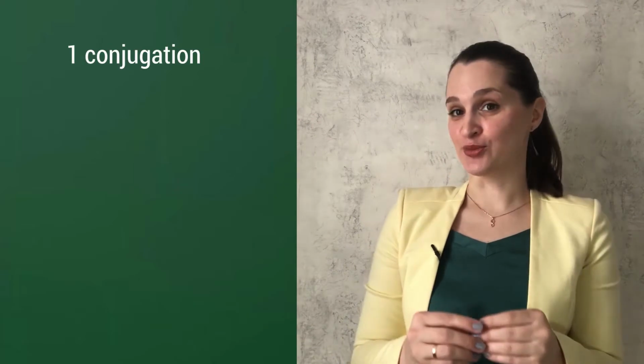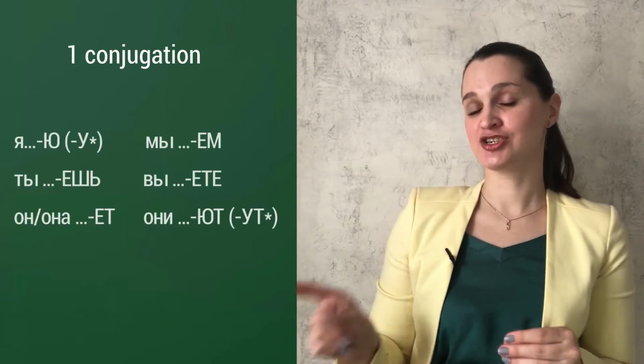And let's start. There are two groups of verb conjugation in the Russian language: the first conjugation and the second conjugation. The first conjugation are the verbs that end on ать, ять, овать, евать, еть, нуть, оть, ыть, and some verbs that end on ить, like пить, жить, лить, and others.